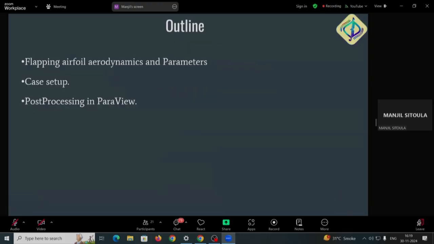The outline of this demonstration is that we will briefly look at the aerodynamics of the flapping airfoil, and we will look at the different parameters of the flapping airfoil aerodynamics, and we will set up the case, and lastly we'll post process this in ParaView.